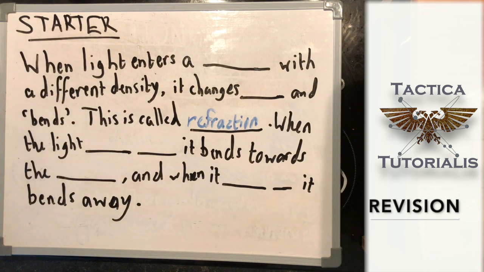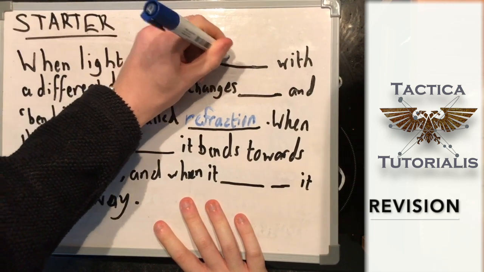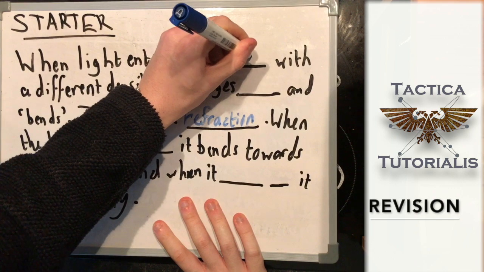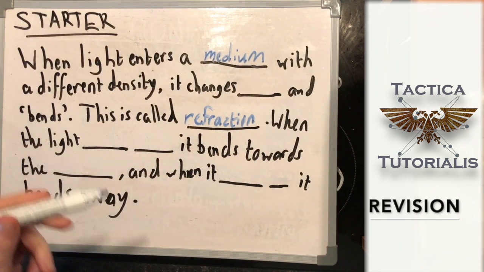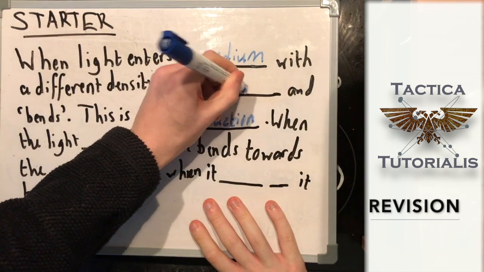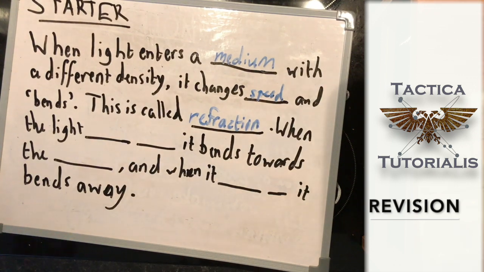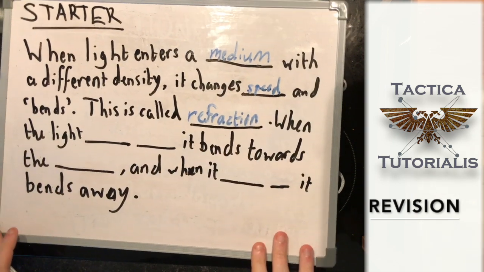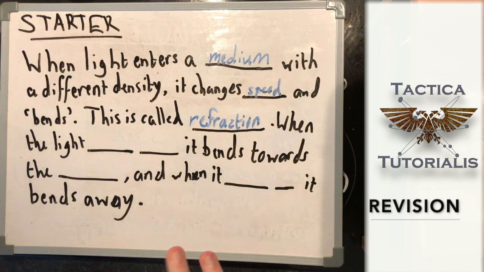So when light enters a medium, a medium is a word you need to be using. It's a very important piece of terminology. With a different density, it changes speed and bends. Now, you might have heard and guessed at changing direction. Now, you'd be right in that the light does change direction. I'll draw a diagram in a moment to show you what I mean. However, that is due to a change in speed.